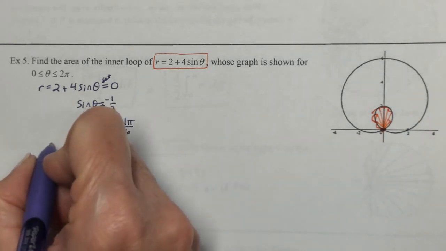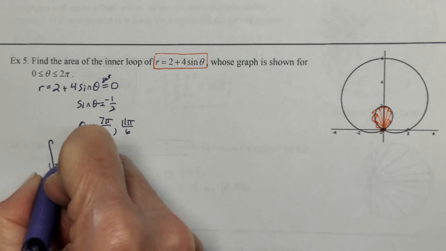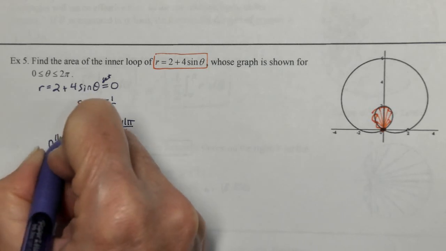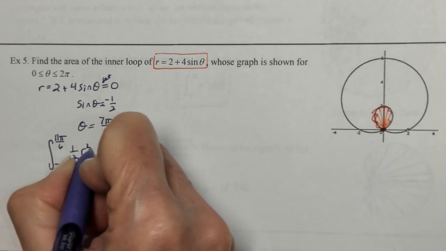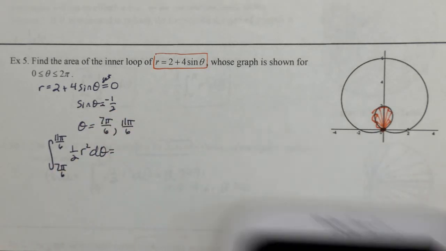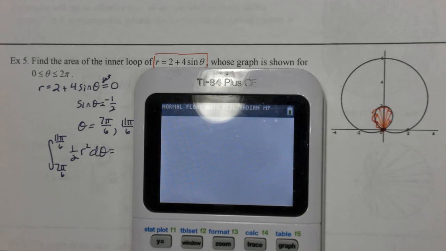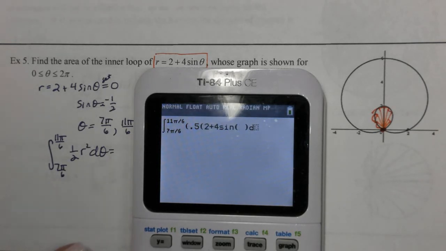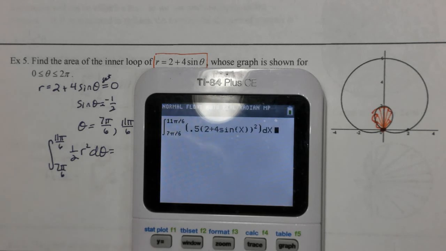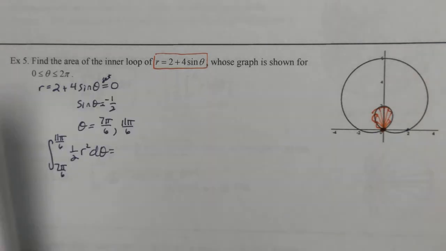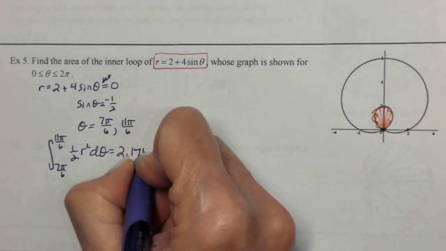So our area of this inner loop is going to be the integral from 7 pi over 6 to 11 pi over 6 of 1/2 r squared d theta. I'll type in the integral from 7 pi over 6 to 11 pi over 6, 1/2, parentheses. Make sure you get that in right. And I get a little 2.174. Okay?